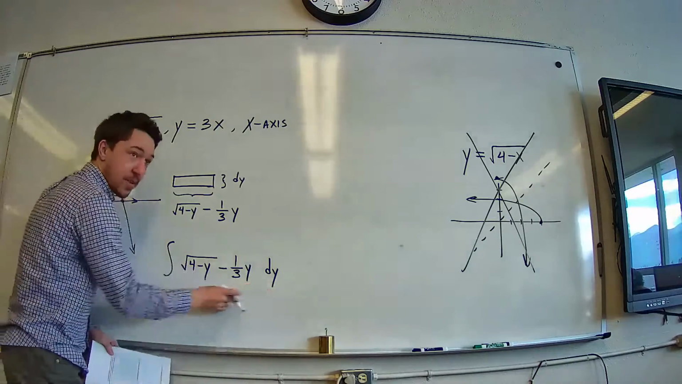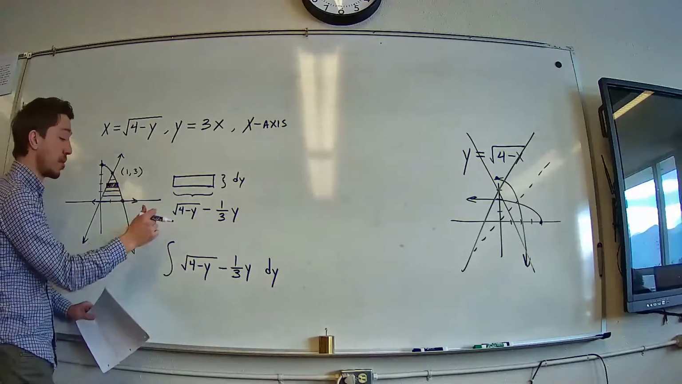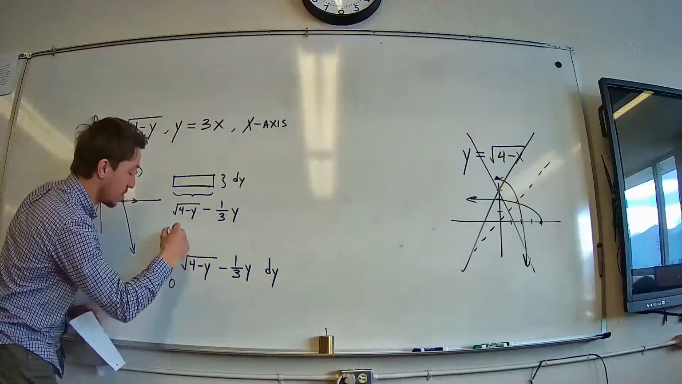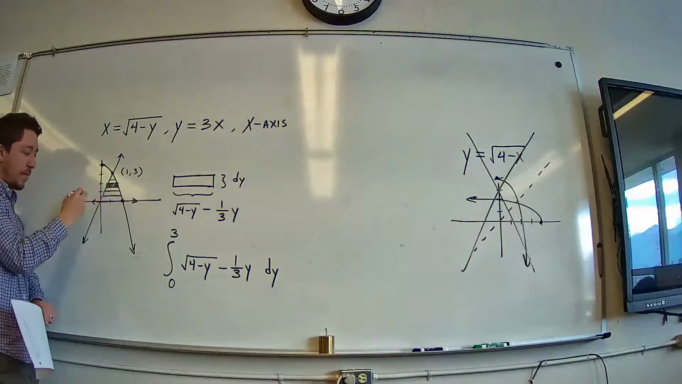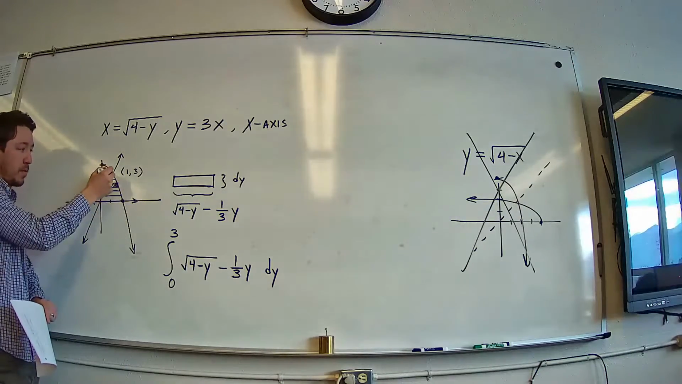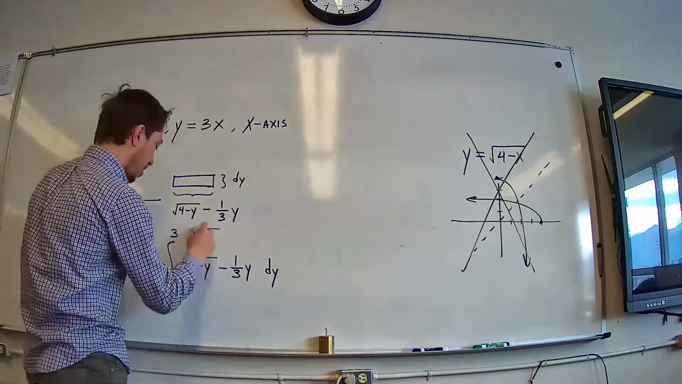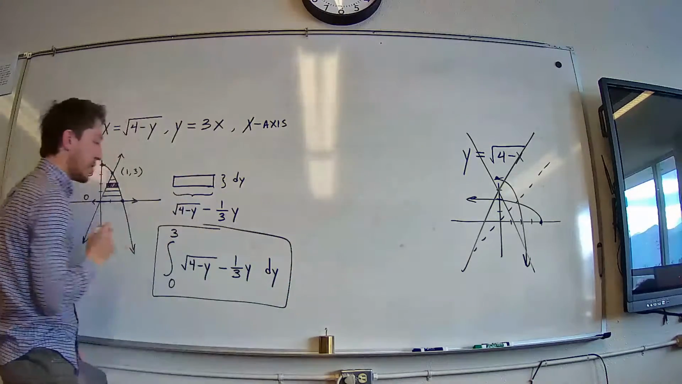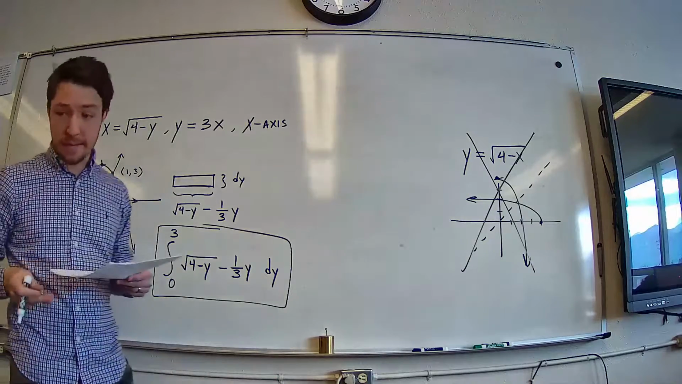If these are all y values, right, these need to be two y values. What do you say? 0 to 3. Do we understand why it's 0 to 3? Because the lower y value is 0 and the upper y value is 3. Okay? So this expression represents this shaded area. All right, we got to do it again.